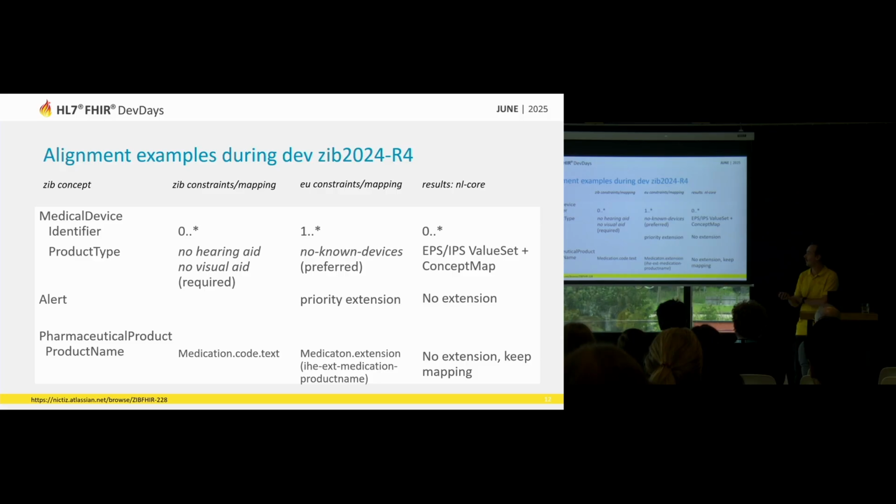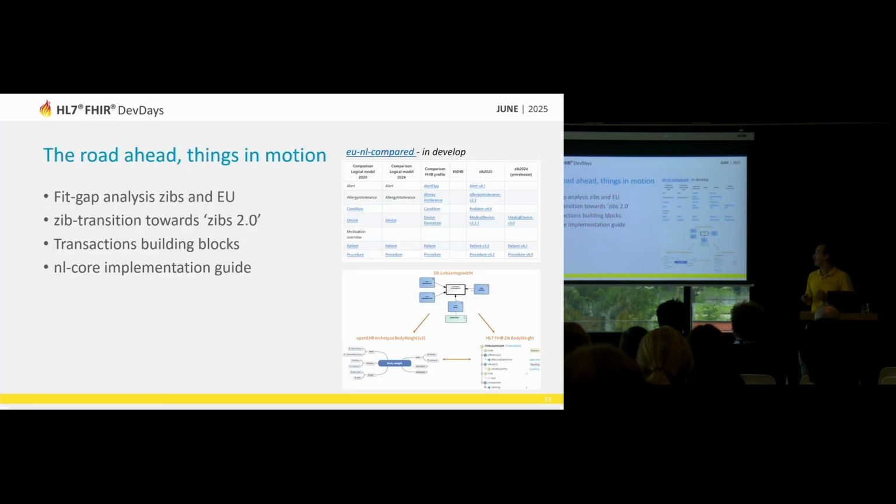And then lastly, a mapping example. For a pharmaceutical product name, we mapped it to medication code.text, but we saw in the European patient summary that they use an extension. We went into talks with them to see what it should be, and they said this is still in development, we don't know, both can be used. So here we decided to remain with our mapping, and we tried to document this as such.